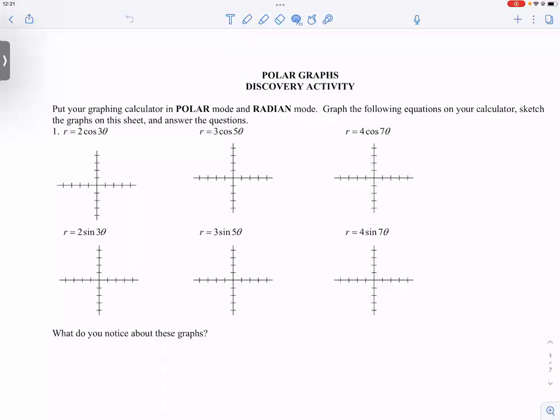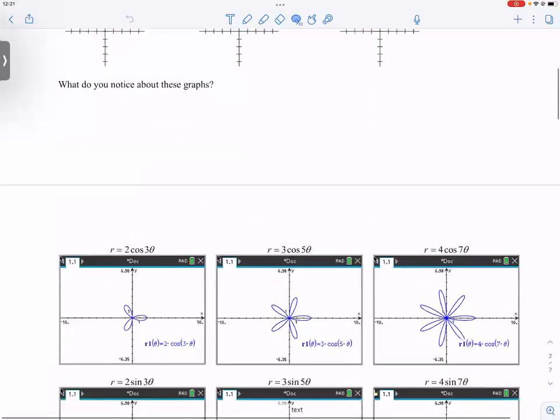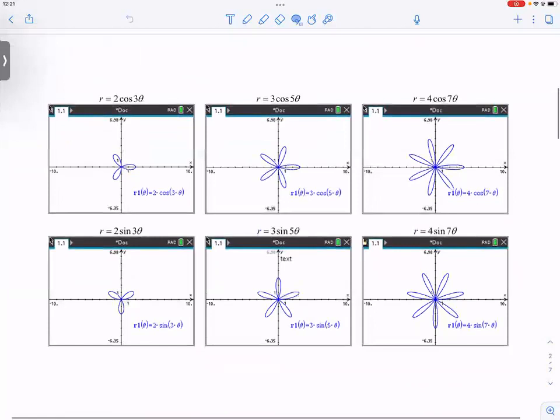Okay, so now let's take a look at these graphs. Well, I'm not going to draw them because I have the screenshots of these graphs. I think that would serve a better purpose for me to teach you instead of being distracted by my poor drawing capability.